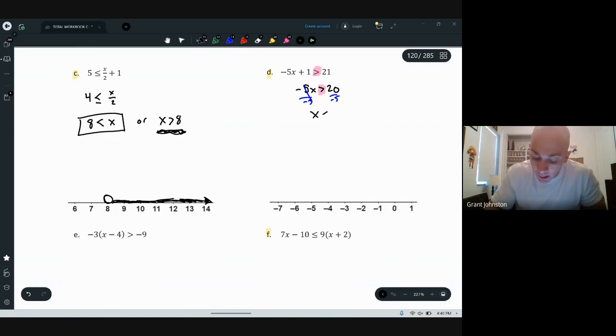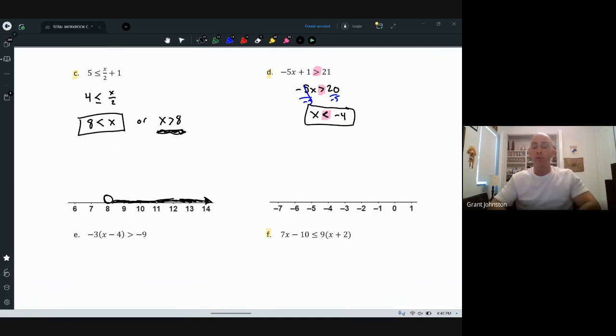This symbol needs to now go this way. So now it's going to flip that way. And 20 divided by -5 is -4. So that's the solution there. So remember that rule.